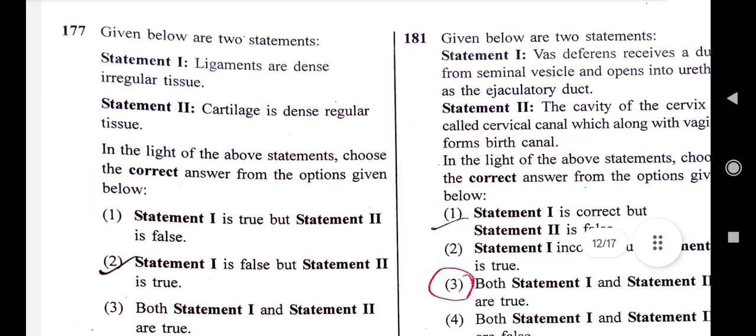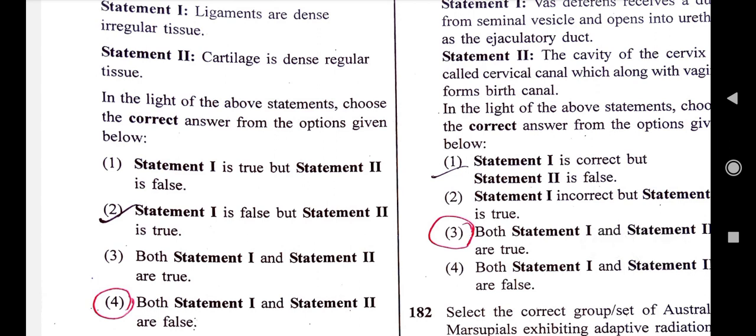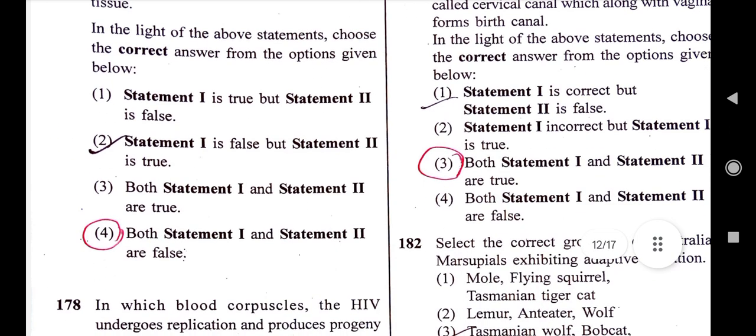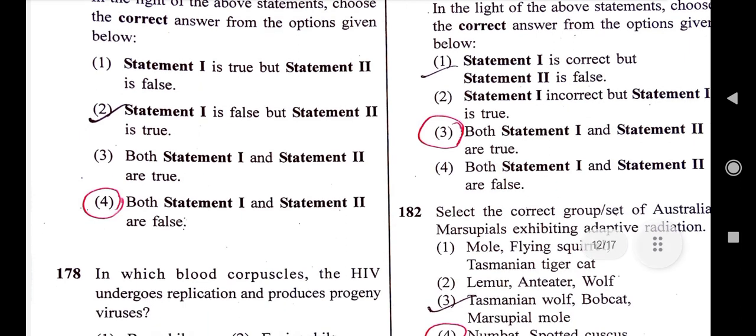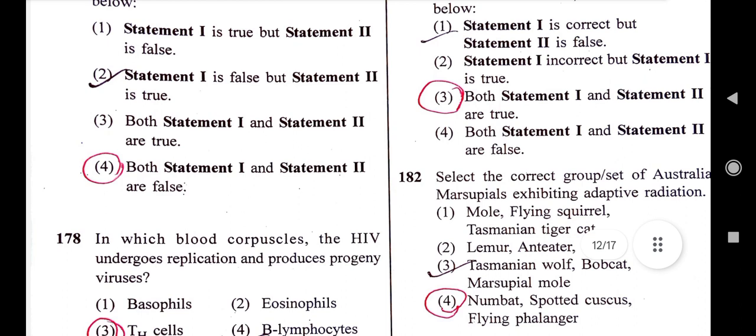Let's see question number 177. Given below are two statements. Statement 1, ligaments are dense irregular tissue. Statement 2, cartilage is dense regular tissue. In the light of the above statements, choose the correct answer from the options given below. Statement 1 is true but statement 2 is false. Statement 1 is false but statement 2 is true. Both statement 1 and statement 2 are false. So option 4 is the correct option.